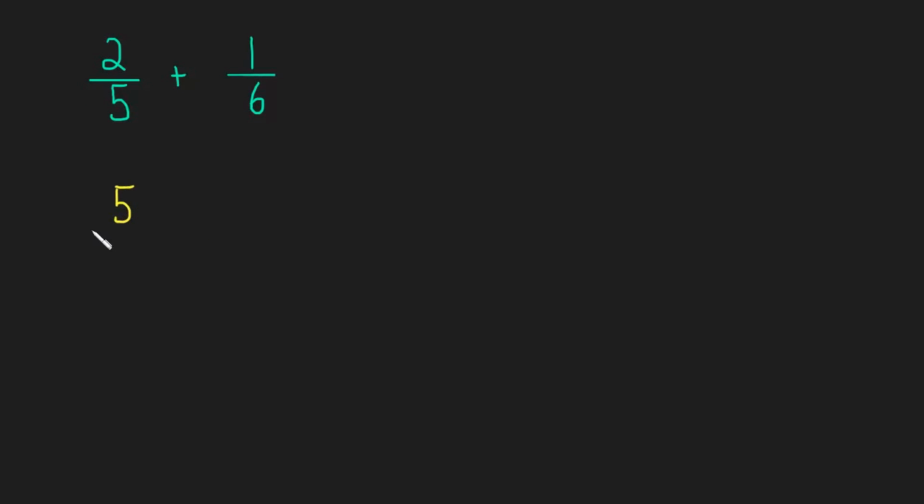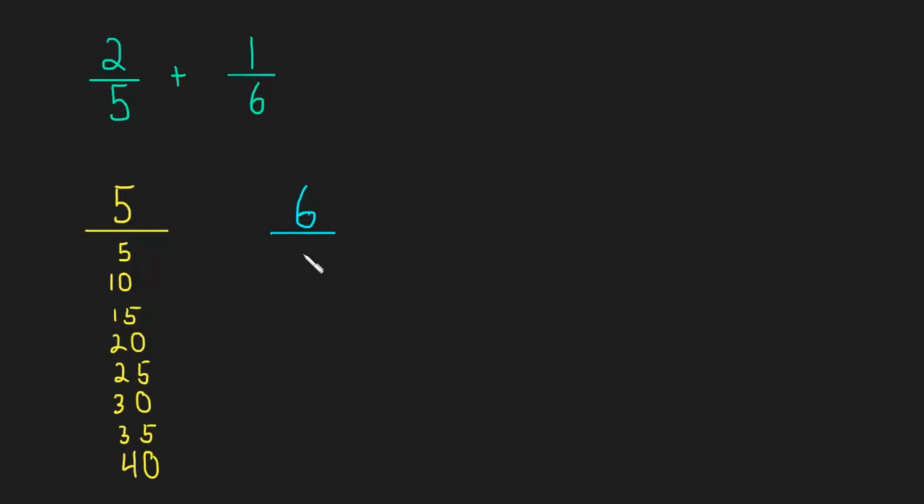Well, what we're going to do is make a list of multiples of 5 and multiples of 6. So 5 times 1, that's 5. 5 times 2 is 10, times 3 is 15, times 4 is 20, times 5 is 25, times 6 is 30, times 7 is 35, times 8 is 40, and maybe I'll stop there. So these are the first 8 multiples of 5.